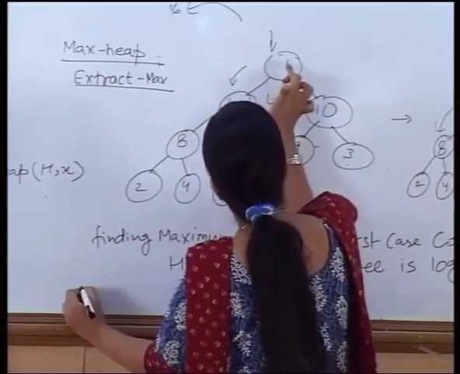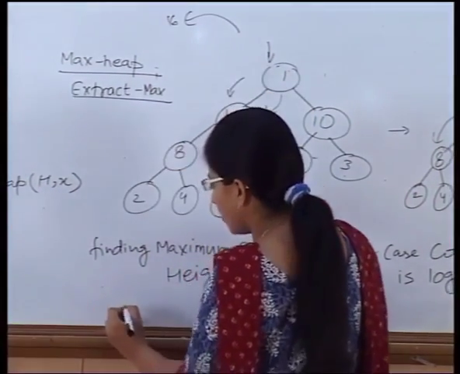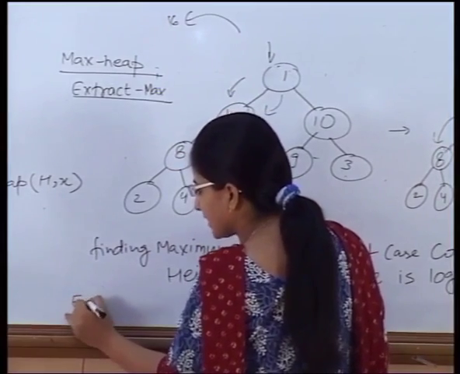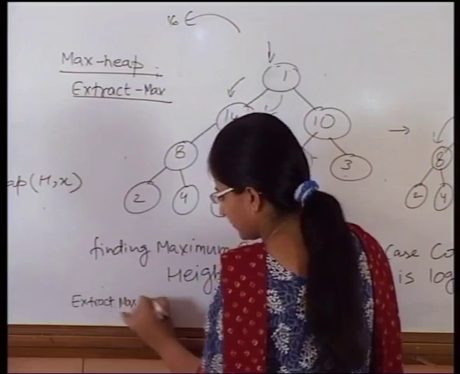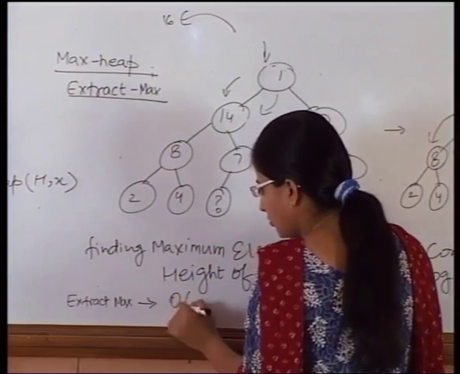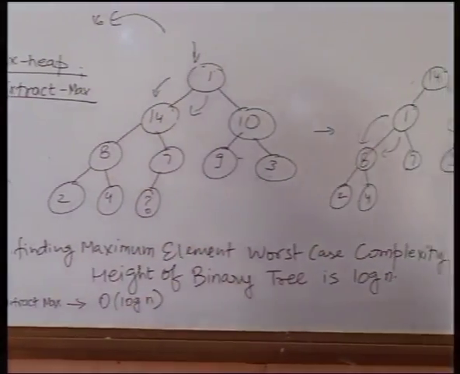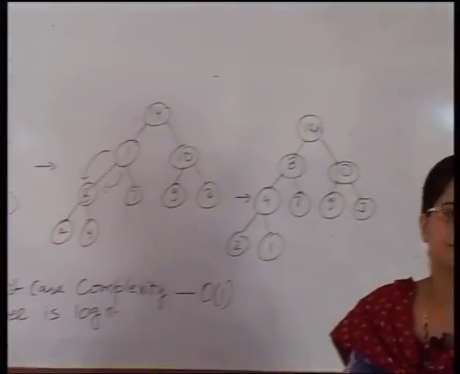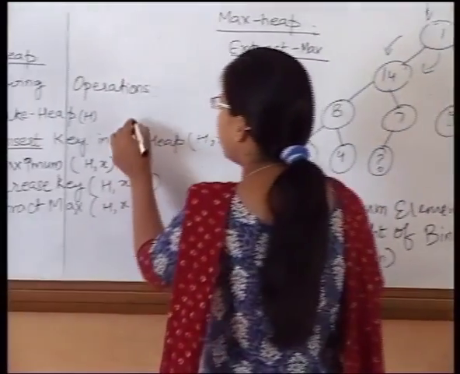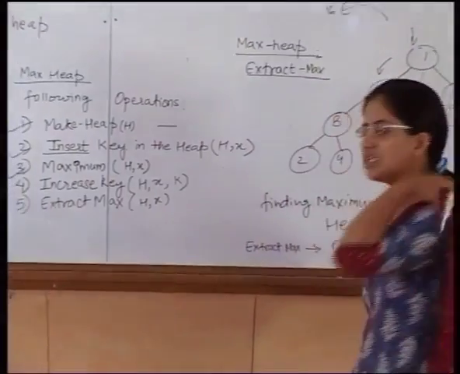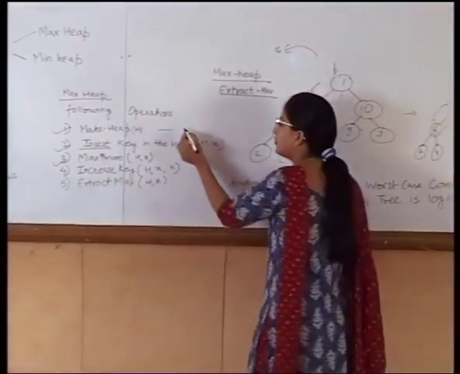And for performing this extract max operation, we have to cover the whole height. So the complexity for the extract max is big O log n, worst case complexity. Similarly, I can write here again, for making of the heap, initially we are creating an empty heap, then the complexity will be big O 1.